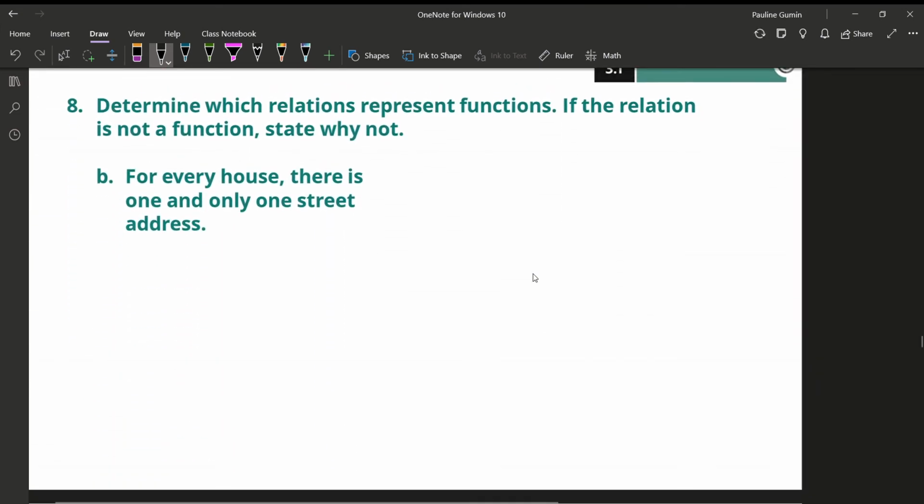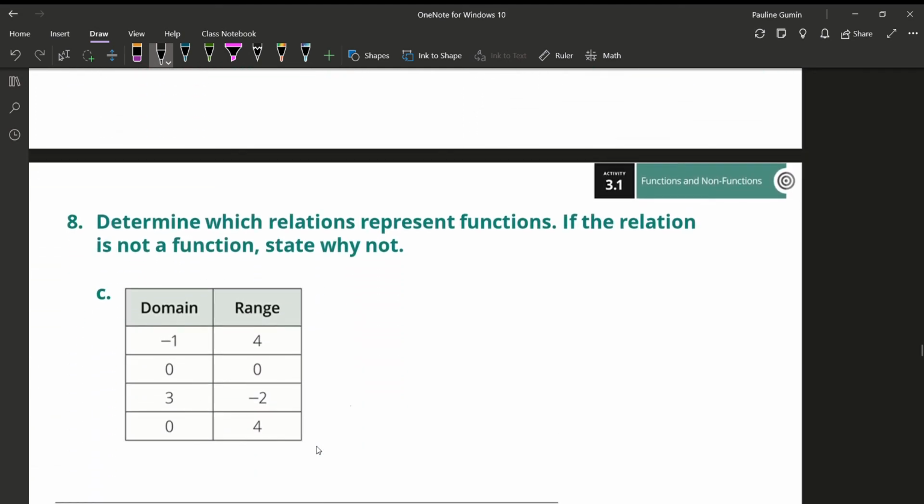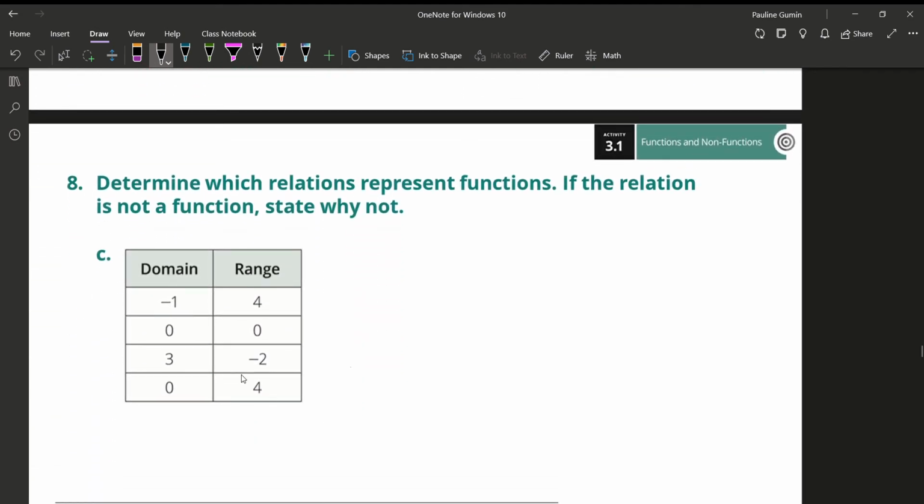For every house, there is one and only one street address. Now, this kind of gives it away. This is a yes. What gives it away is one and only one. One house, one address. If you're thinking about apartment buildings, the building itself has an address, right? It's just the units that are more specific, right? Is this table a function? Well, let's see. Look at the x's. Do they repeat? Yes, they do. This is not a function because the x's repeat.